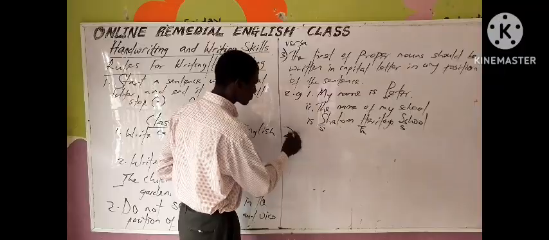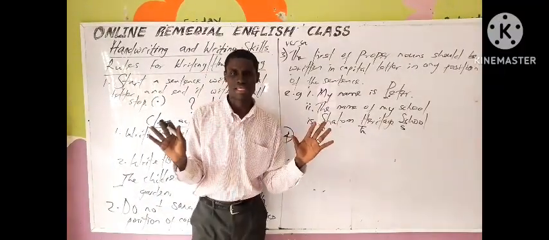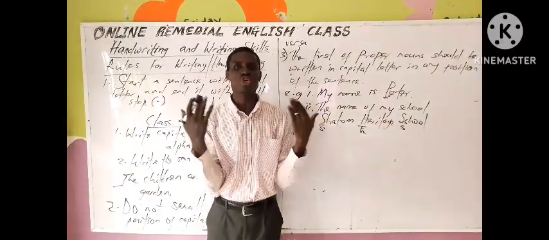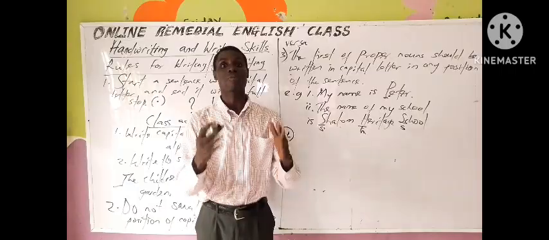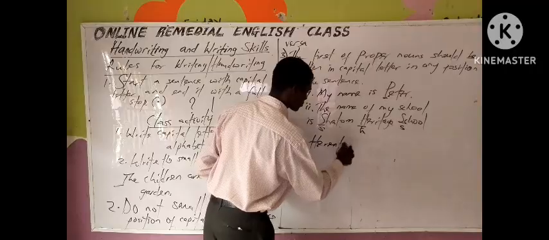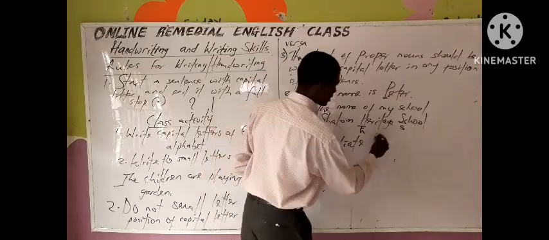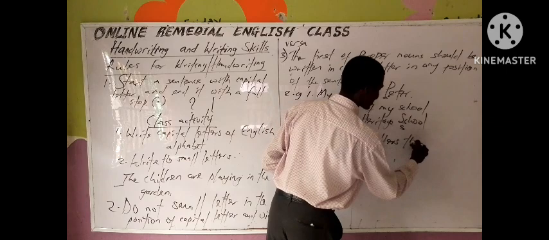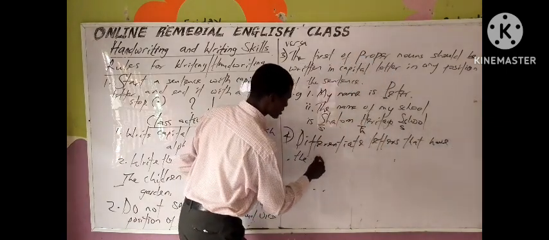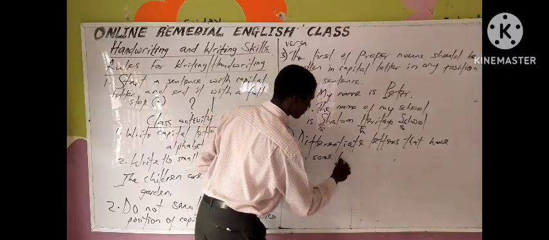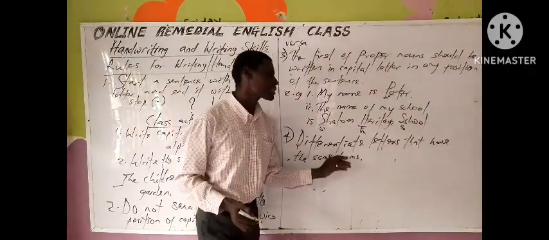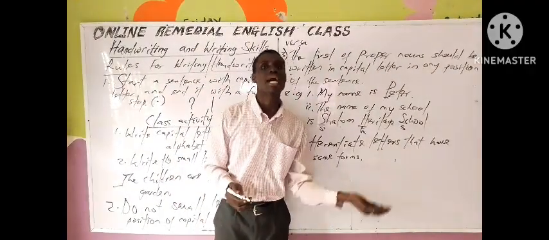Now the fourth one. There are some letters, big and small letters that have the same shape. So you are expected to differentiate them well. Okay? Differentiate letters that have the same forms. That is, letters that have the same forms from capital letter and small letter.